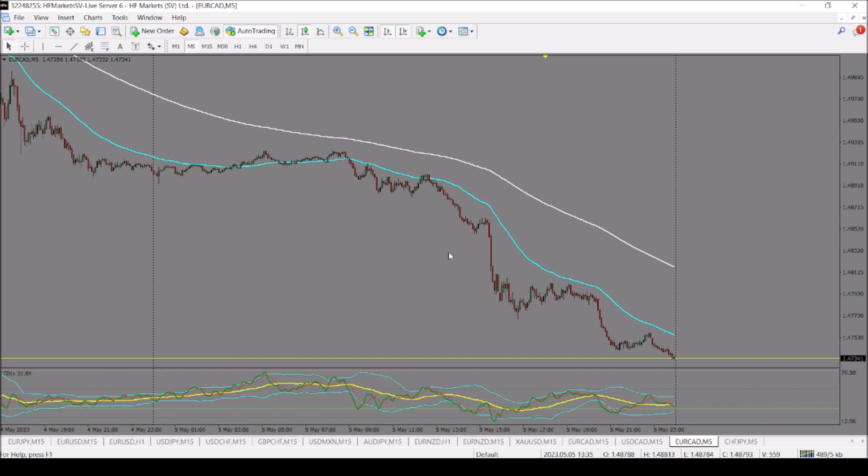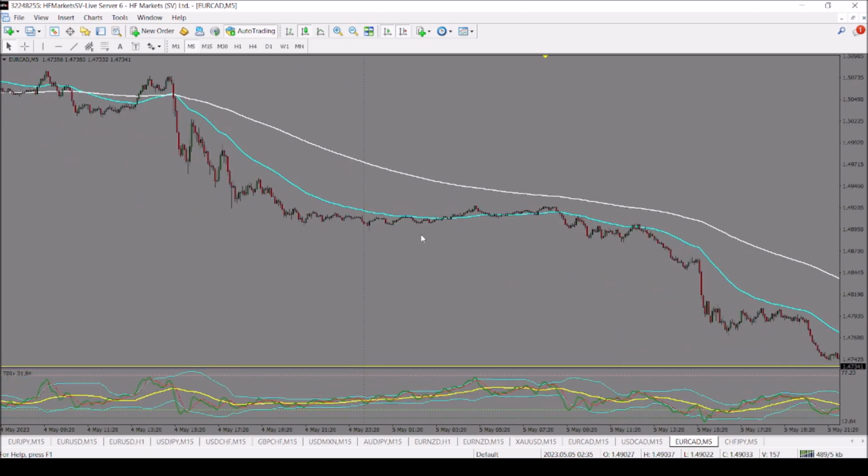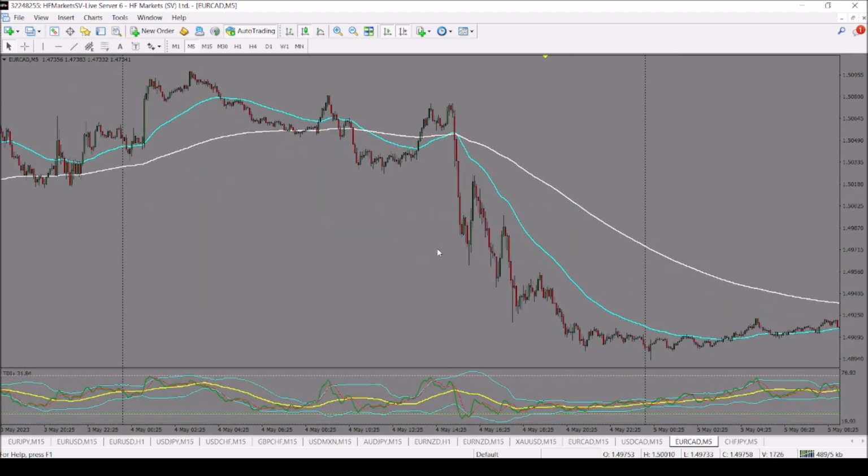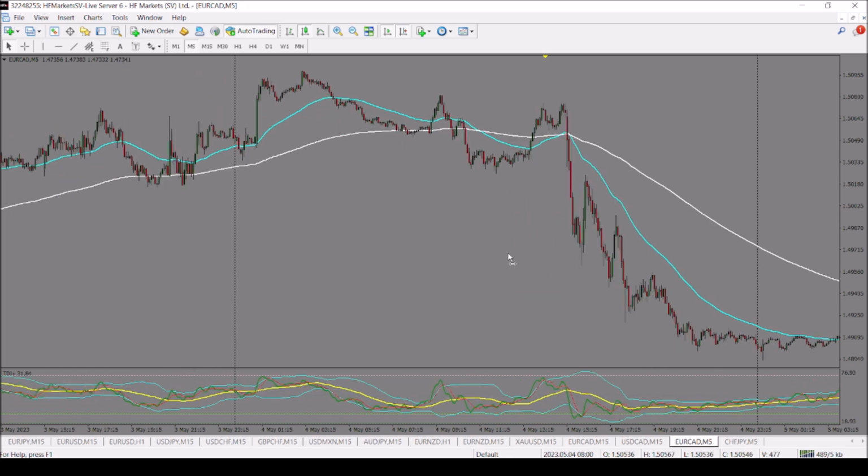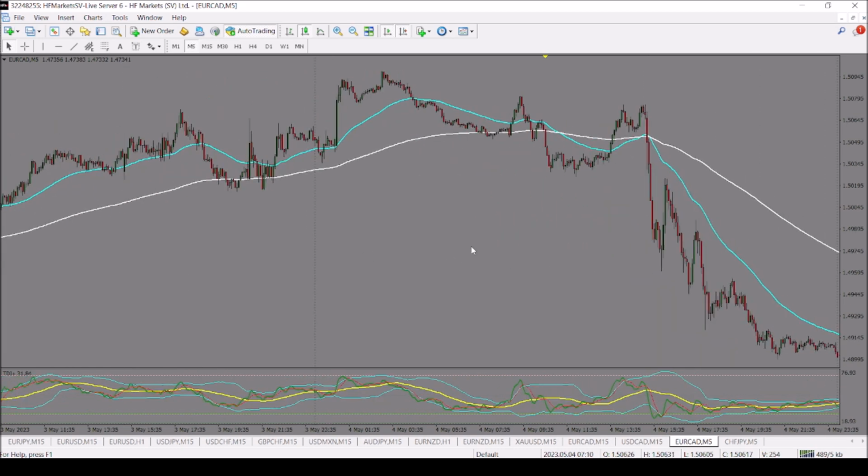Alright, so this is EURCAD, which we are going to use to illustrate first the concept that we just talked about. We've said the first thing is to see a 50/200 EMA cross. In this particular case, I have my 200 in white and my 50 in blue. The first thing that we need to see is a crossover for us to determine trend. As you can see, the market gave us a crossover to the downside.